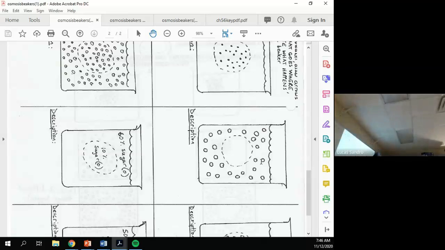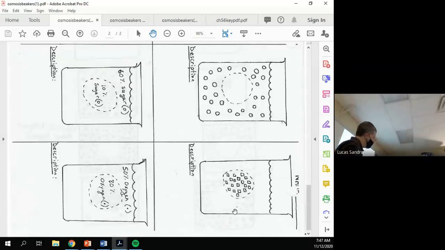Because remember, it goes the opposite way the sugar wanted to go. So the sugar wants to go in, but it can't. So the water goes the opposite way. That's how you do that. Salt inside the membrane. Water goes in. Perfect. Moving right along.